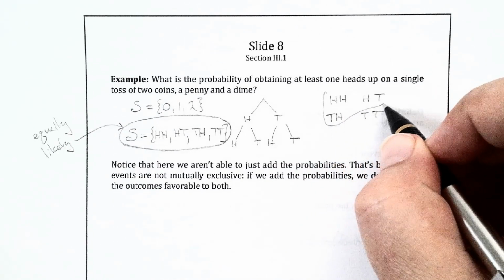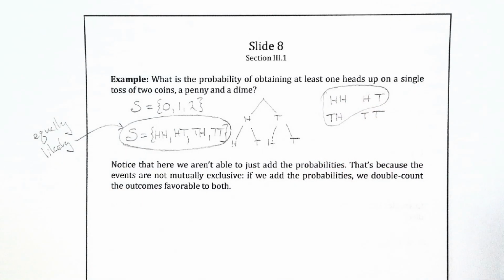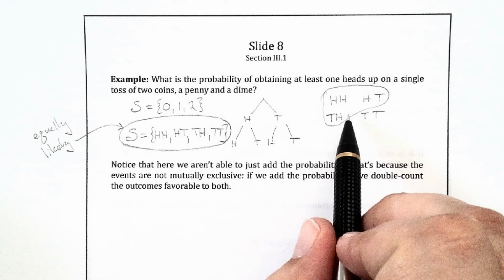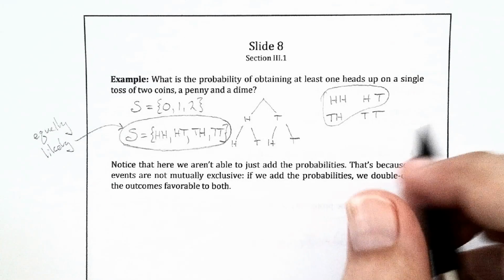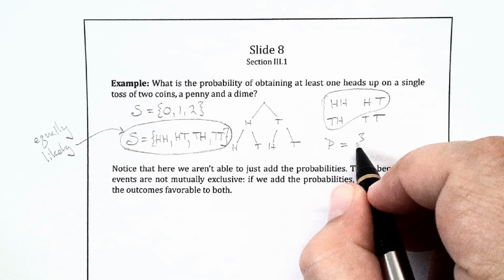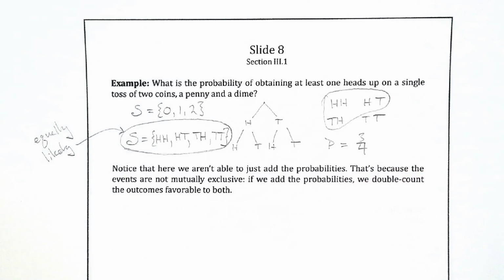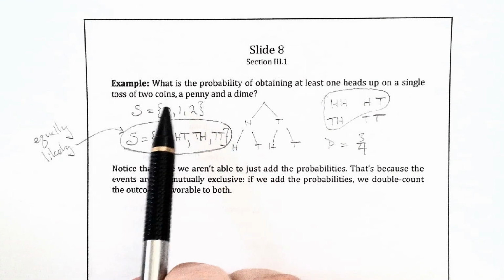it's these 3. It's 3 out of 4. So the probability is 3 out of 4. And if we had answered 2 out of 3, that would have been wrong.